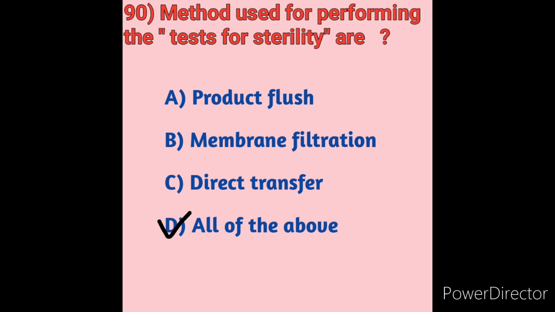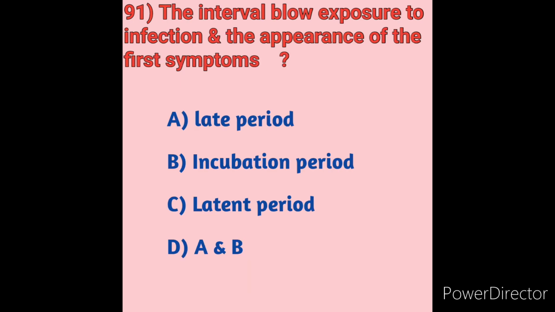Next we will move on to question number 91. The interval between exposure to infection and the appearance of the first symptoms is called as. We will see the options here. Option A, late period. Option B, incubation period. Option C, latent period. Option D, A and B.